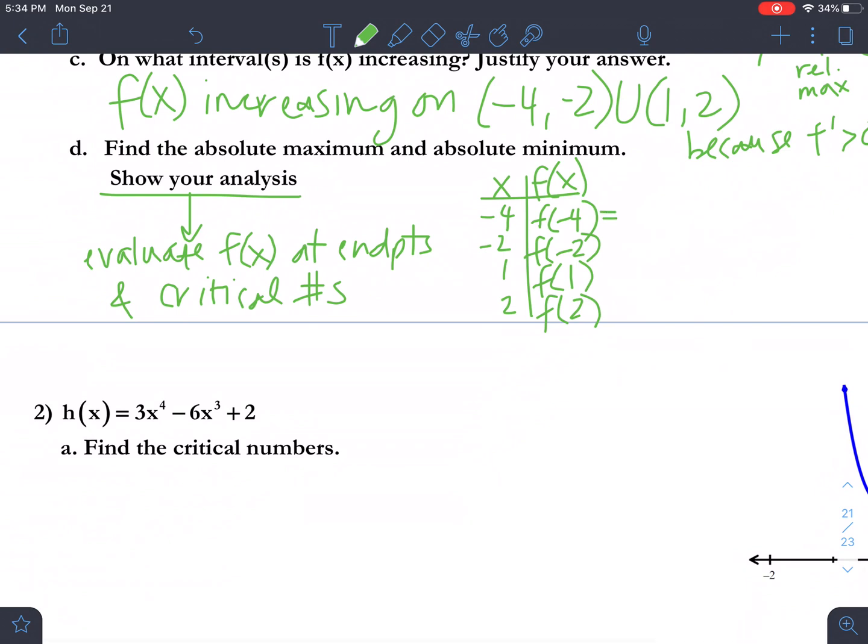If you plug in negative 4, you end up getting negative 28. F of negative 2, we already found that one, that's 24. We found that as our critical point. F of 1 was negative 3, and f of 2 is 8. Again, you could plug those into the original, and what you're looking for is the smallest. There it is. Smallest, this would be your absolute minimum, and your biggest function value, the biggest value there is 24. So this would be your max.